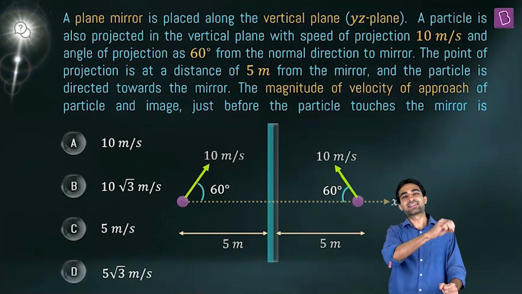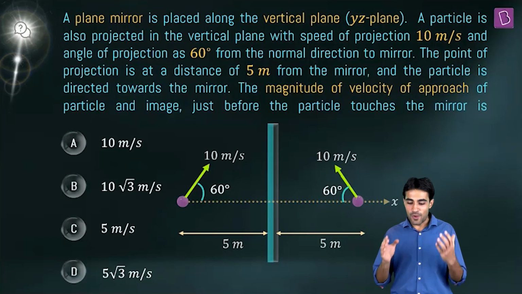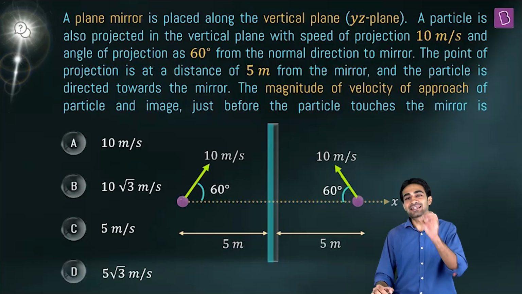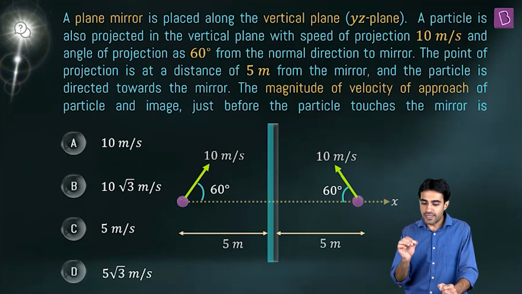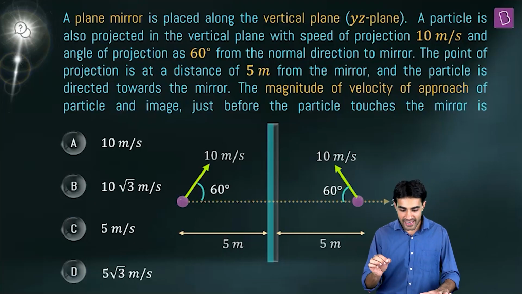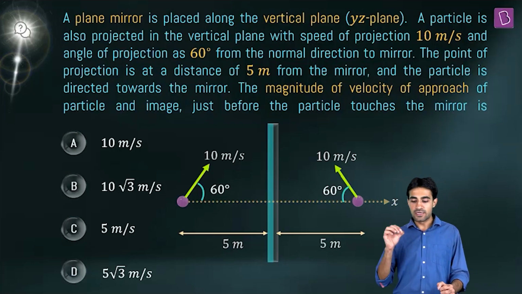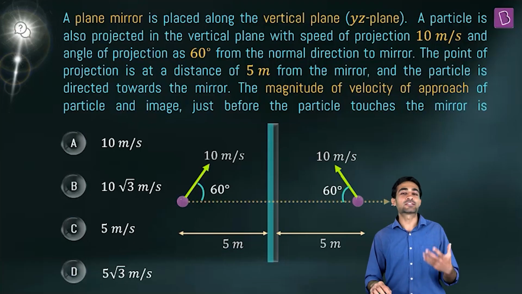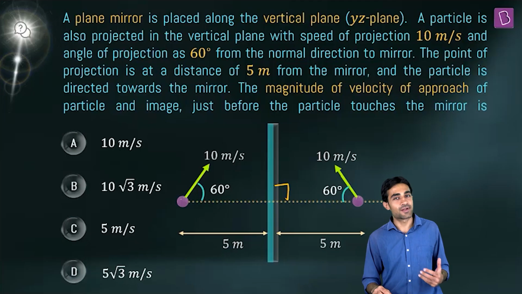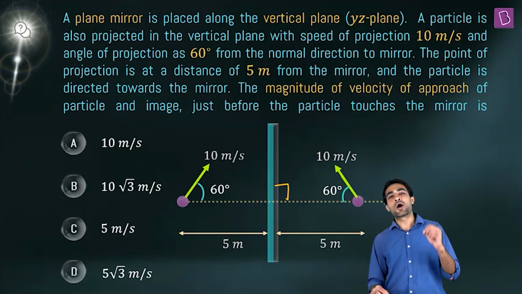Let's have a look at this amazing question. A plane mirror is placed along the vertical YZ plane. So the plane mirror is perpendicular to the x-axis. A particle is also projected in the vertical plane with the speed of projection 10 meter per second and the angle of projection as 60 degree from the normal direction to the mirror. So what is the normal direction to the mirror? Well, we can see x-axis is normal to the mirror. So the particle is projected at an angle of 60 degree from the x-axis.